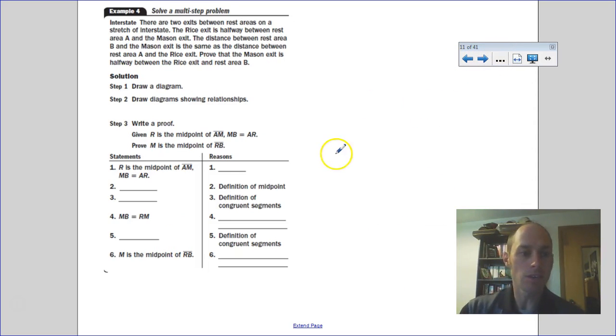Okay, so let's do some practice with this one. Go ahead and try this one on your own. Pause the video and start it again when you're ready.